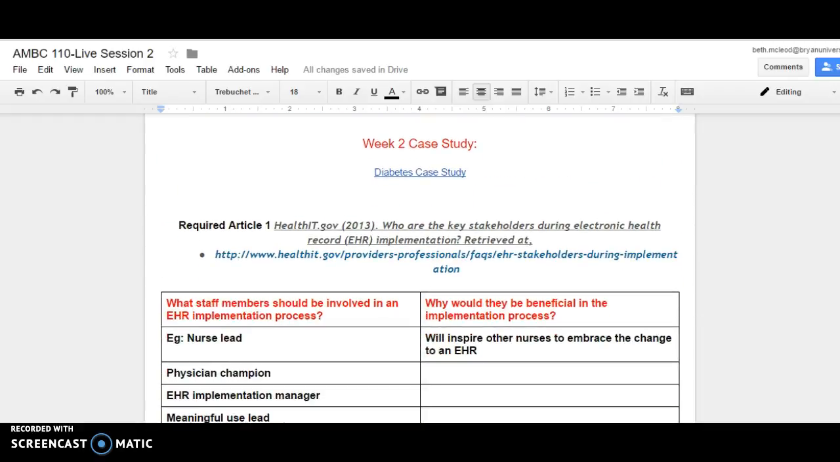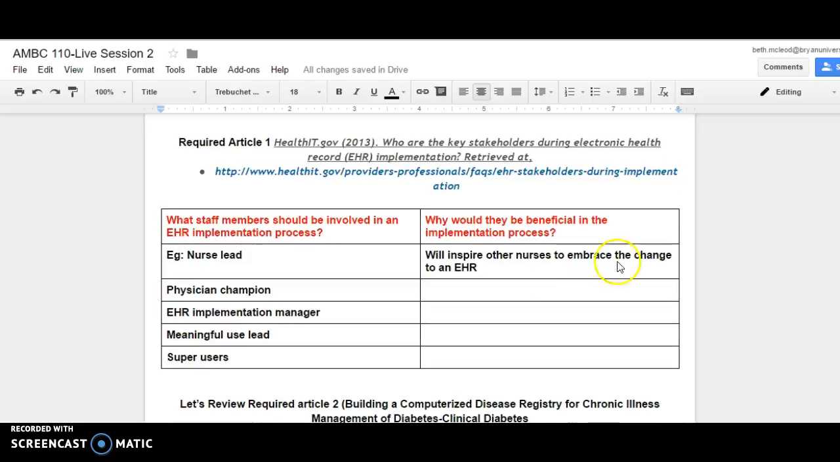These are the week 1 questions that you had to look at and complete for week 1. So for week 2 in this case study, it talks about some required reading. One of those required articles was from healthit.gov. It talks about who the key stakeholders are during the EHR implementation process. This article talks about the staff members that should be involved in the EHR implementation process. Some of the ones listed, not all of them, were the nurse lead, physician champion, EHR implementation manager, meaningful use lead, and super users. Those are some of the main ones.